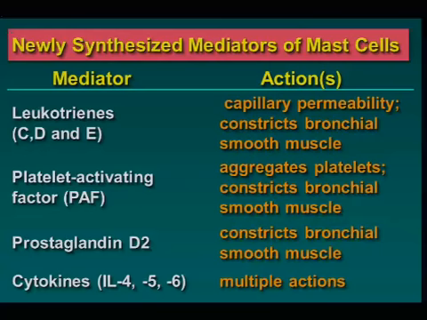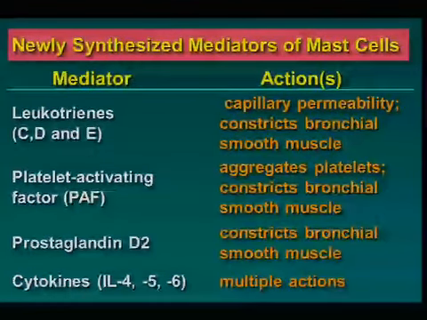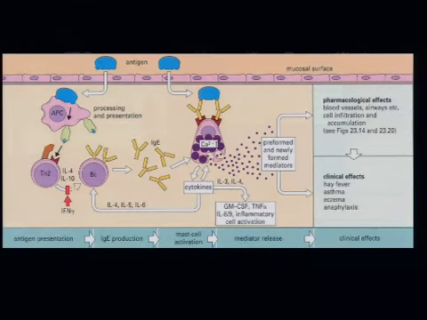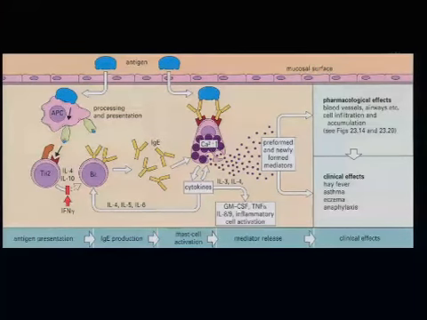And here are newly synthesized mediators. These are made anew, for instance, leukotrienes, platelet activating factors, some prostaglandins, various different cytokines, and all these further exacerbate the response. Once again, capillary permeability, constriction of bronchi, smooth muscle, platelet aggregation, all these create the physiological responses that you may get in a particular type 1 hypersensitivity reaction. Okay, so here is an antigen, release of IgE. IgE binds to the mast cells. Now a second time the antigen comes in, cross-links two or more of these receptors, and the mast cell now degranulates various different things, as well as makes some new ones.